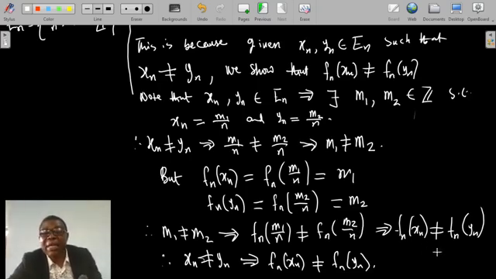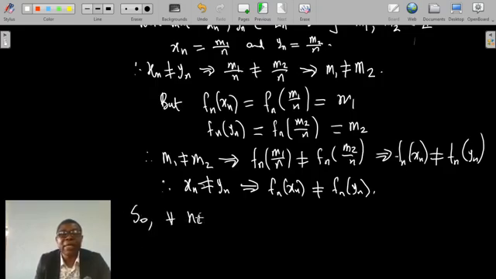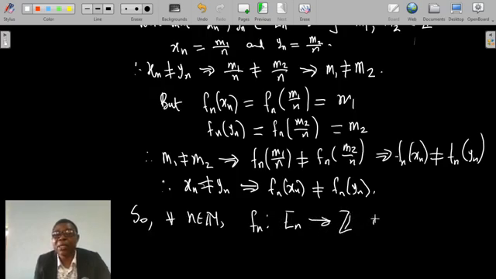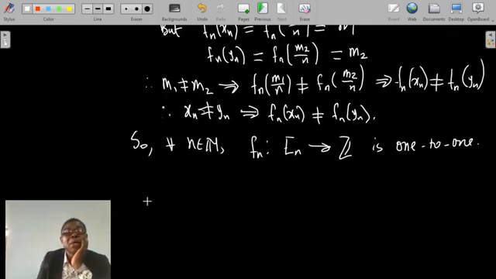So Fn is 1 to 1. So for any n in the set of natural numbers, Fn from En to Z is 1 to 1. Now, to check that Fn is onto, I think that one is trivial.